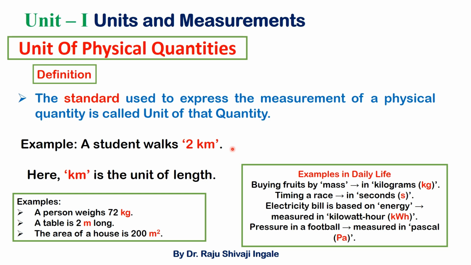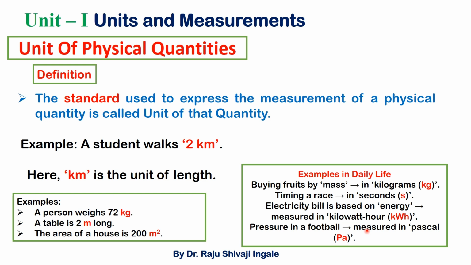Now just take daily examples. Buying fruits by mass, we use the kg. Timing a race in seconds. Electricity bill in kilowatt. Pressure we measure in Pascal. So these are all kg, second, Pascal, meter square. These are all the units that we use. So what is the unit of a physical quantity? The standard used to measure the physical quantity is known as the unit of that quantity.